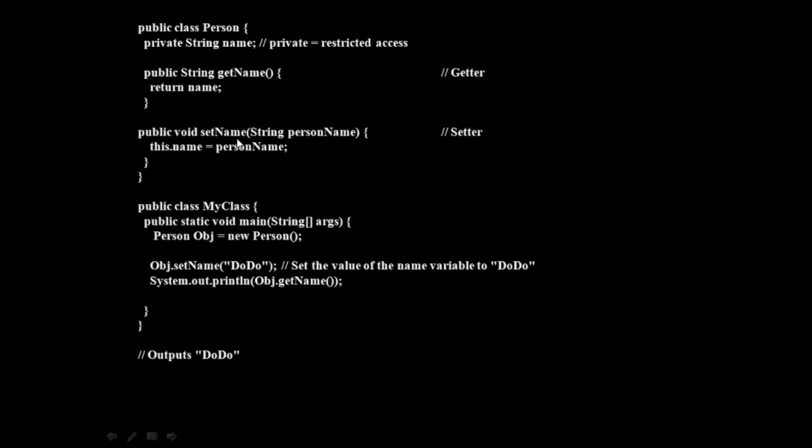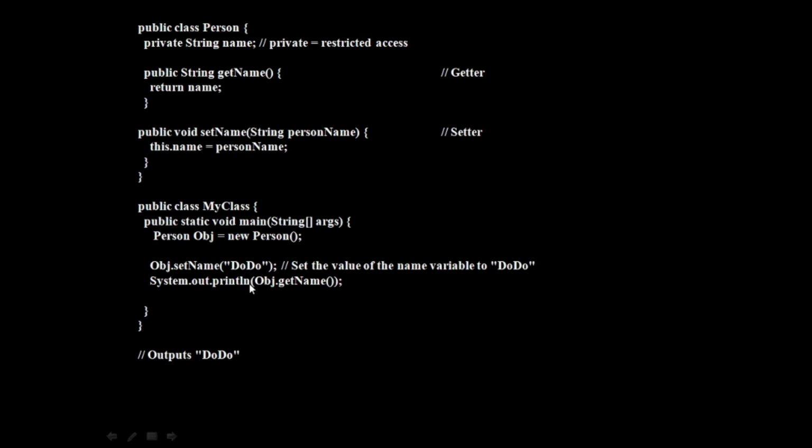Here you can see public void setName. Inside that we are accepting a parameter which is passed by the main class. Here you can see Person obj equal to new Person. We have created an object of the Person class, and using that object we are passing a string parameter to the setName method, that is Dodo. Here this.name equal to personName. Instead of personName, we will be setting the data that is passed, that is Dodo. So this.name equal to Dodo will be set. So the name value is initialized with Dodo.